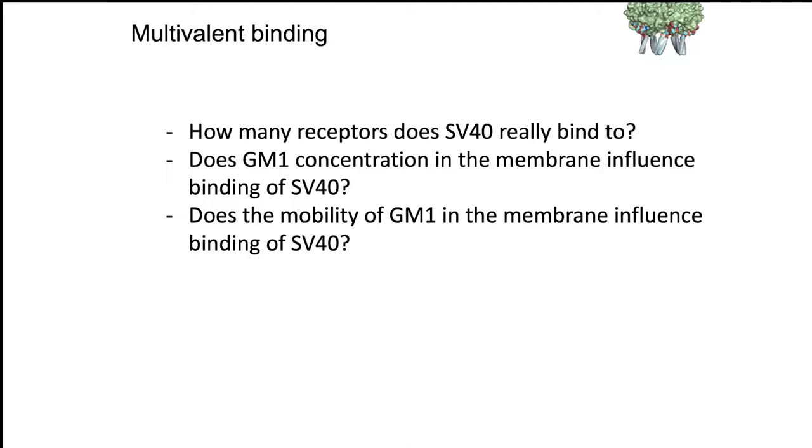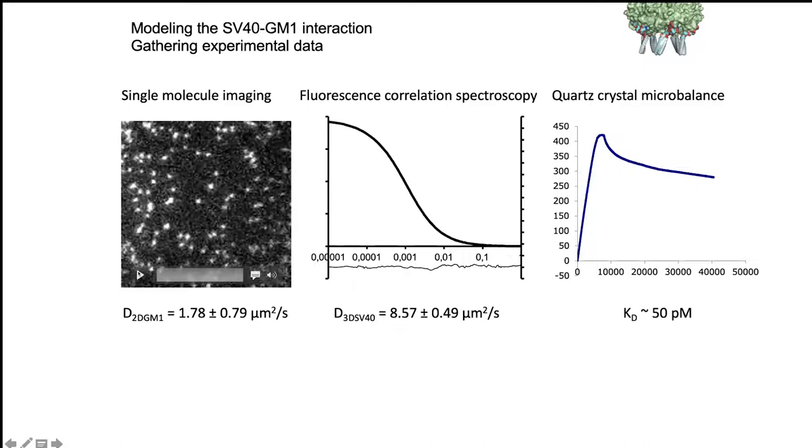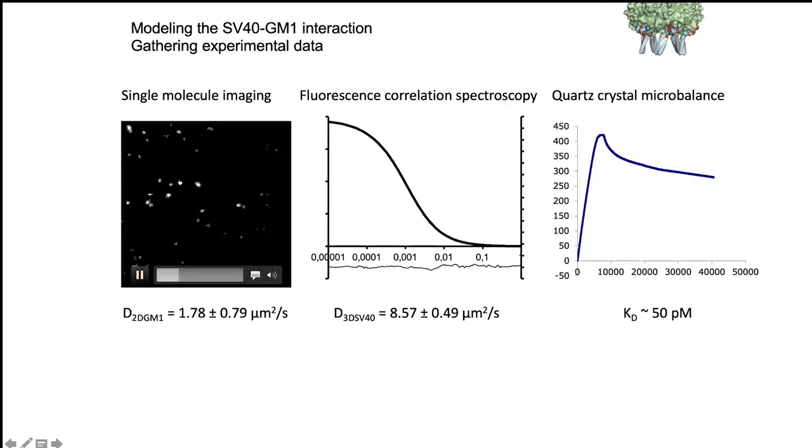And to investigate that, we decided to generate a computer model. So I gathered some data. I looked at the diffusion of single lipids. So you can see this is single GM1 molecules. I apologize that the video is quite slow. So these are single GM1 lipids diffusing about in a supported membrane bilayer.